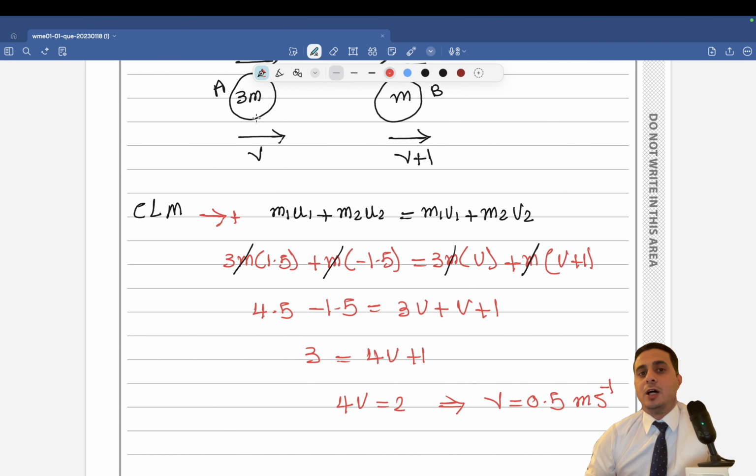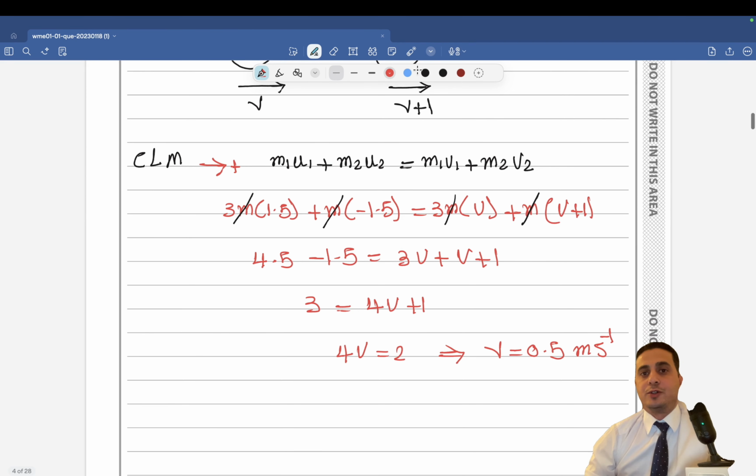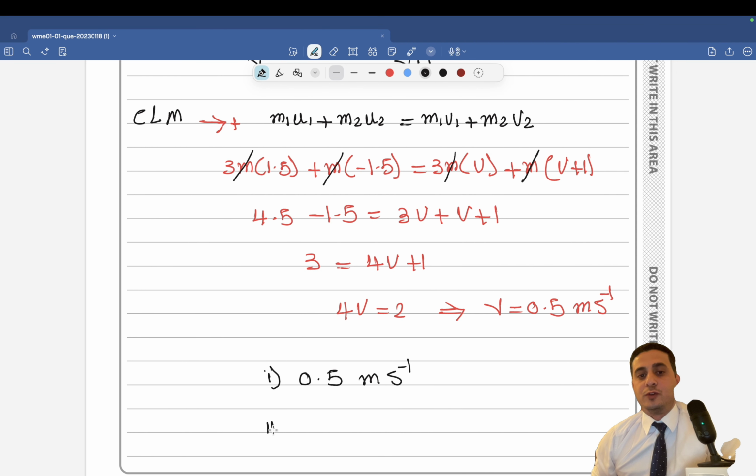The speed of A after the collision is v. The speed of B after the collision is v plus 1. Therefore, for part i, the speed of A will be 0.5 meters per second, and the speed of B will be 1 plus that. So for part ii, it will be 1.5 meters per second.